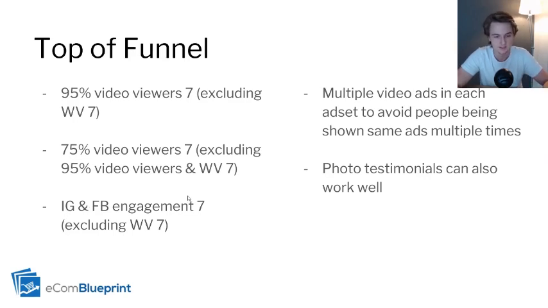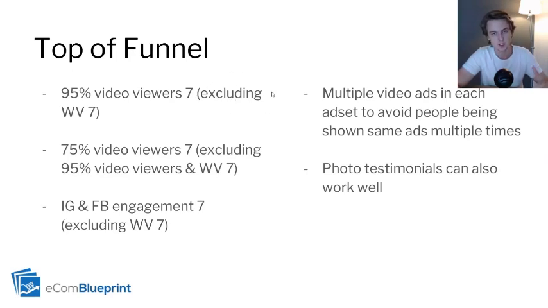Now, the way that I like to set this up is I like to target people who've engaged in the last 7 days. This window, you can really choose based on how long you think it'll take to get a sale. Some people like to do 3 days. I like to do 7 days. So I'll target 95% video viewers in the last 7 days, but you also need to exclude some people.